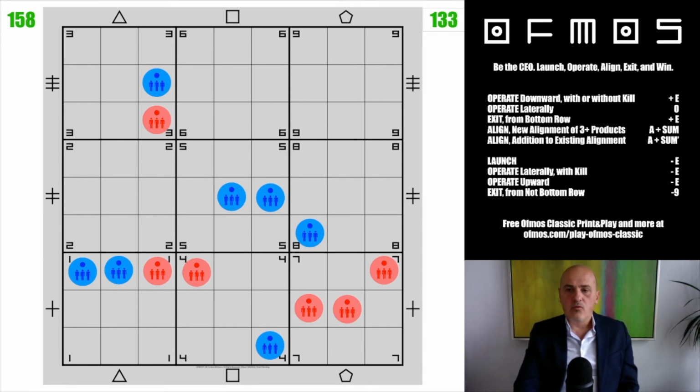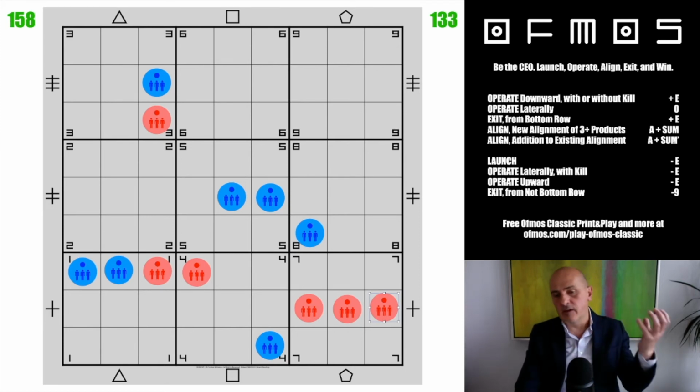Okay, so now red, as you can see in the same corner environment, we're moving down, and we're going to create another alignment. So there's 7 from the move, and then 7 plus 7 plus 7 as bonuses. So we have 28 that adds to 158. So that's 186.